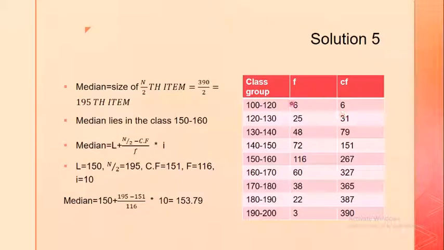Then the frequencies are laid down, and then after that I calculated your cumulative frequency. Now it is a clean table. Now you can apply your formula, and then you can find out the answer, and your answer is 153.79.